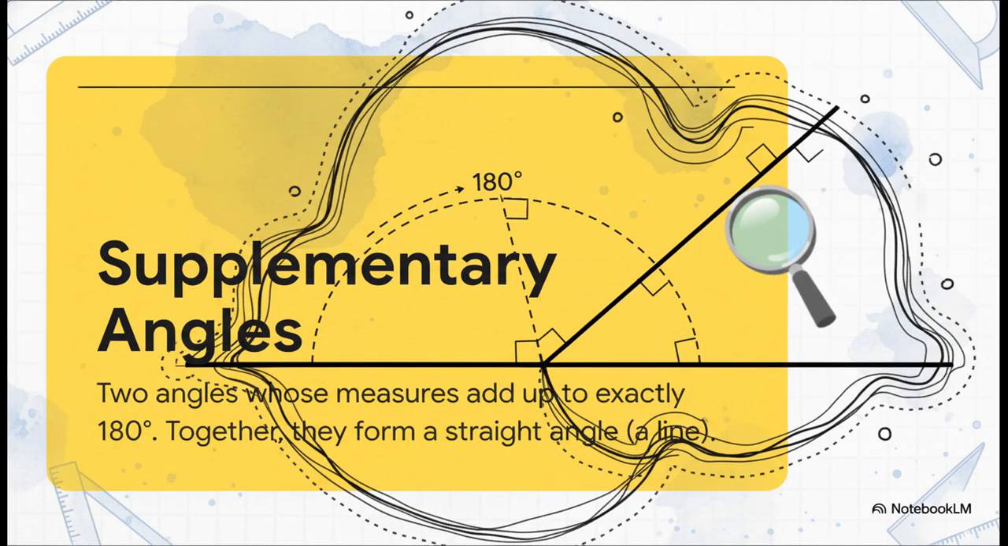Next up is the straight line tool, supplementary angles. These guys are partners that always team up to form a perfect 180-degree straight line. Anytime you spot a straight line with another line shooting off it, boom, you're looking at supplementary angles.